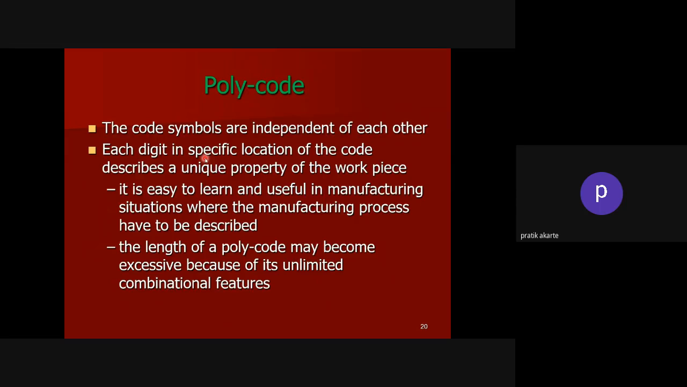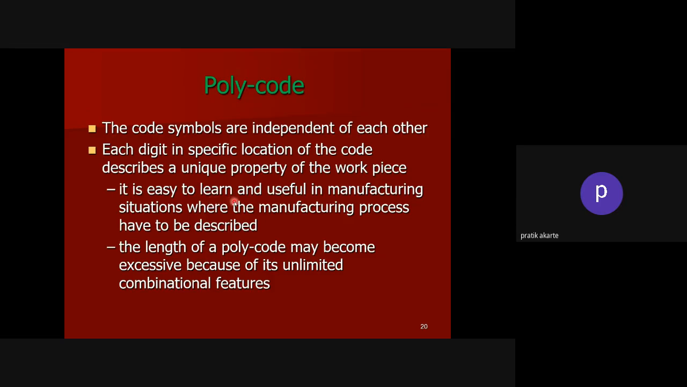Then polycode, where the code symbols are independent of each other. So the codes are not dependent on each other. That's why it is quite a long code, but it gives a considerable amount of information, and it is not as complicated as monocode. Each digit in a specific location of the code describes a unique property of the workpiece. So you have a particular location fixed for a particular property of the workpiece.